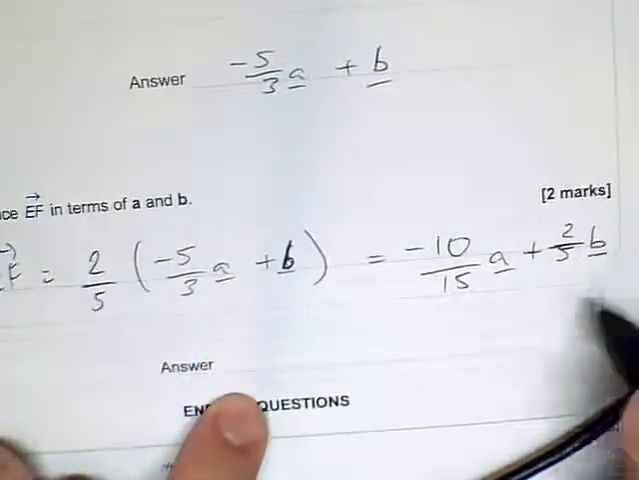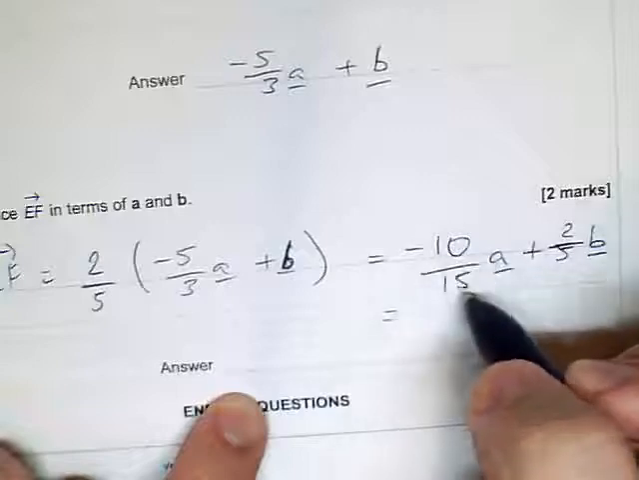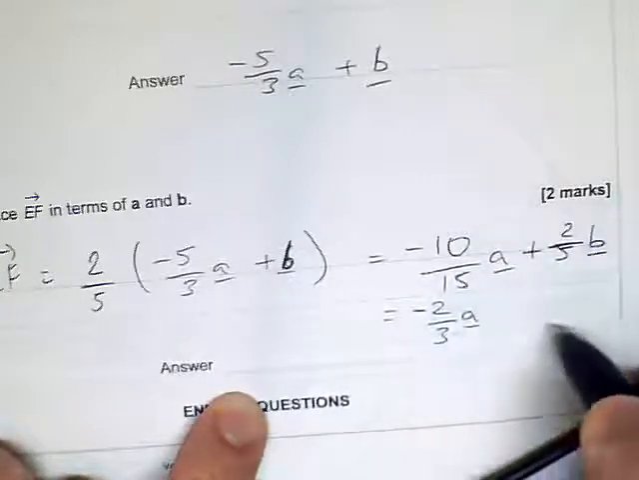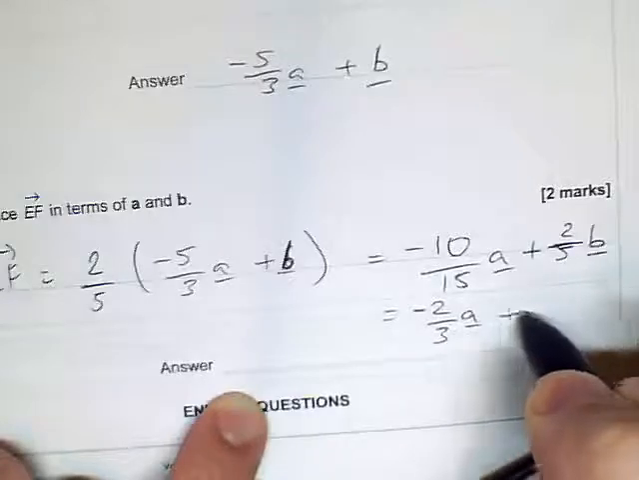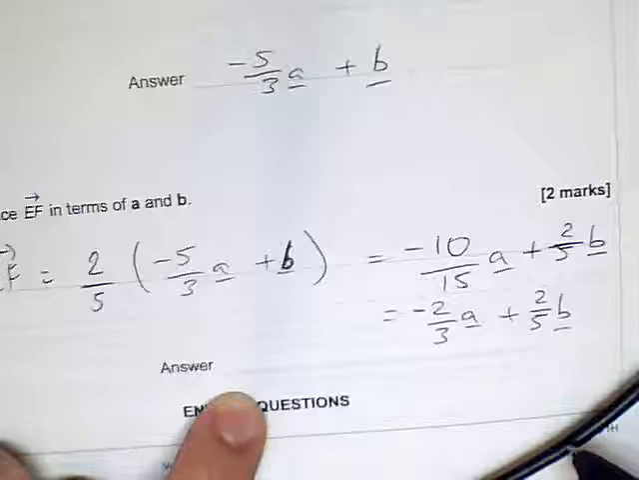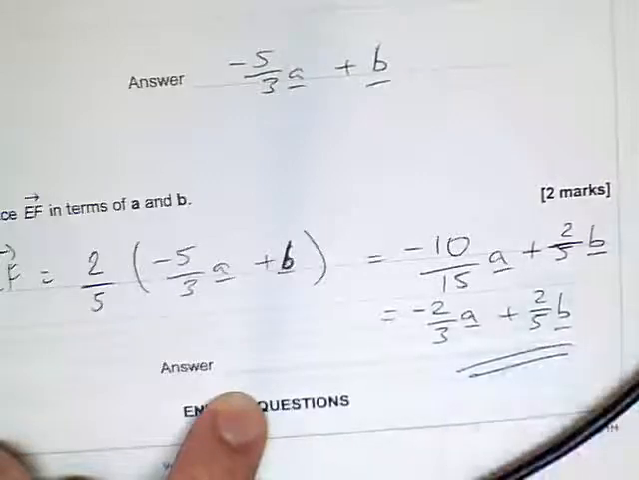So we could simplify that down. 10 over 15 is the same as 2/3, so it's -2/3 of a plus 2/5 of b, and that's my final answer.